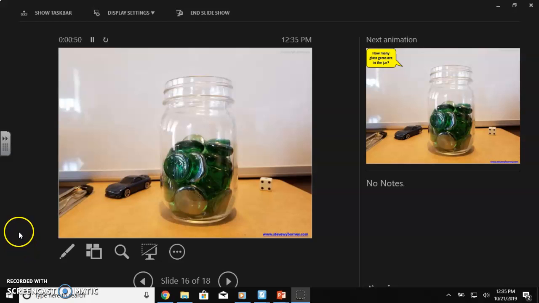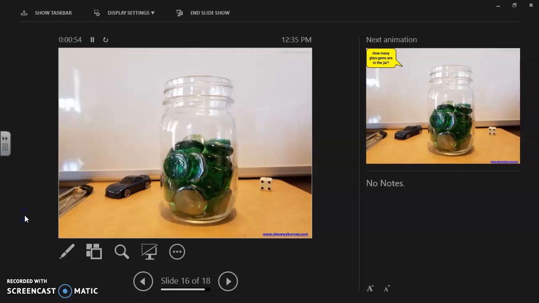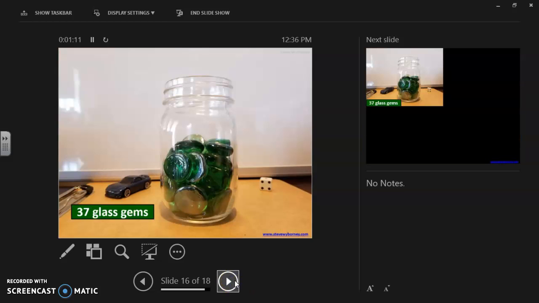Today we are going to be doing an estimation strategy as our APK. I need you to go ahead and list your estimation for how many gems are in the jar. There are 37 glass gems in the jar.